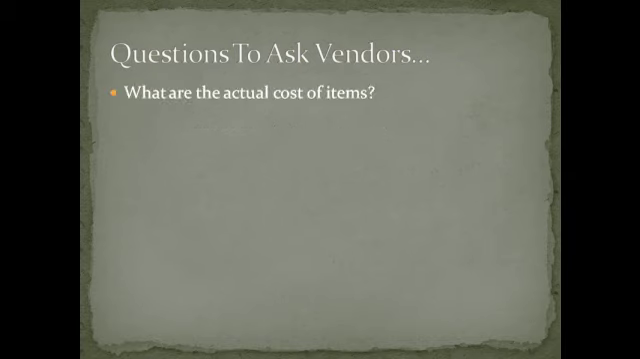Here's some basic questions that you need to think about when you talk to vendors. First of all, what are the actual cost of items? Now, you may be looking at items in a catalog, or maybe you're looking at them online, but when you actually talk to a vendor over the phone, the price may have changed since they put it on a website or in a catalog. So make sure that the cost of the items is current when you write it down and put it into your grant.